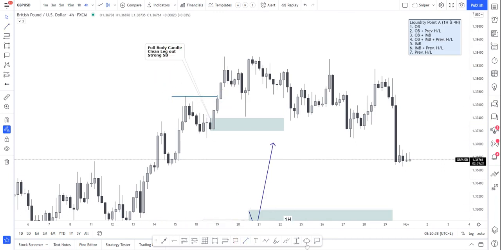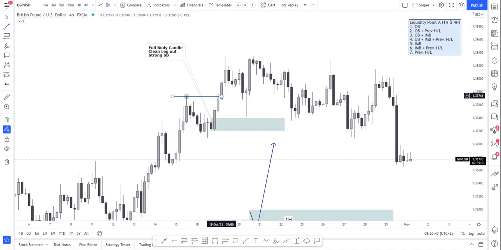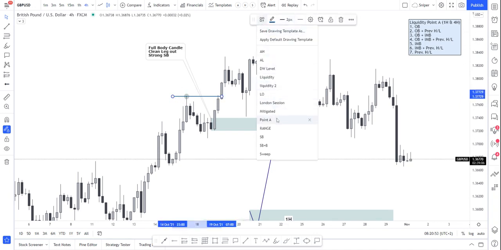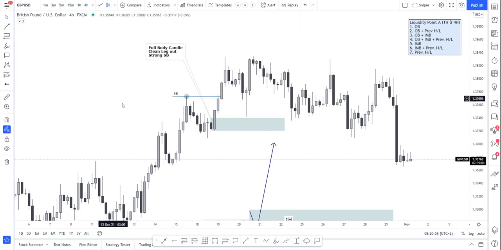What does that mean? A structure break is just a break in the previous structure to the left or to the right. So there's our previous high, and we can see that this move towards the upside completely broke this structure towards the upside. And we call this a structure break, so we can identify it as SB, structure break. So that is our order block.